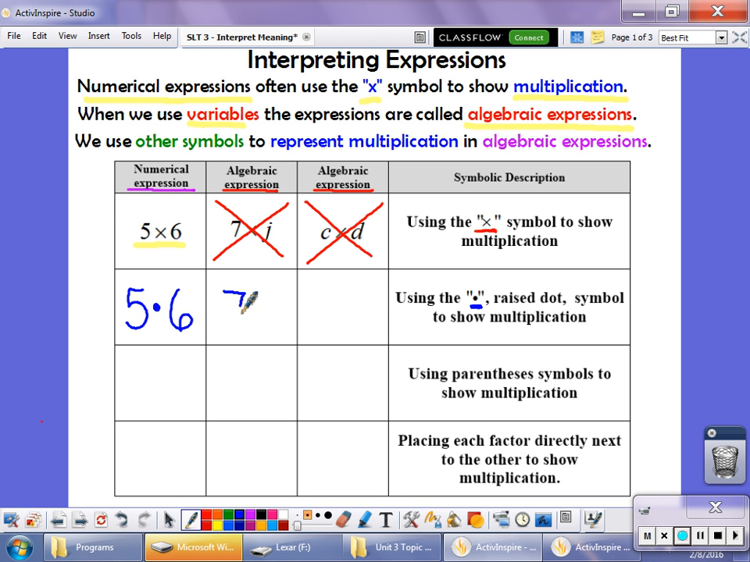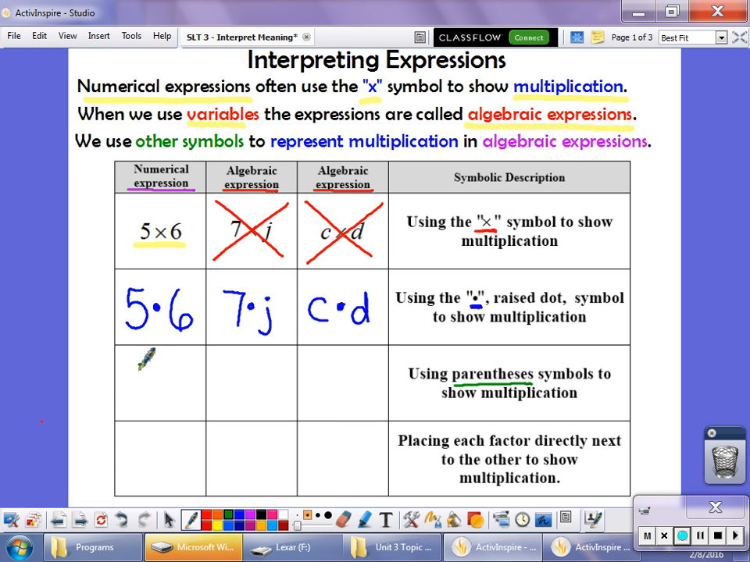And I can do the same thing if I have variables. This means 7 times j, and this means c times d. Now it's important when you use the raised dot that you make it so that it does not look like a decimal. Another option would be using parentheses.